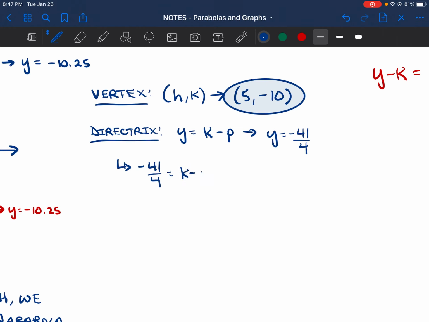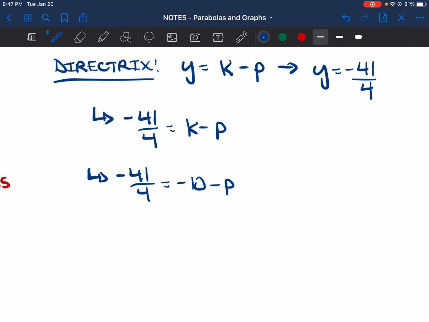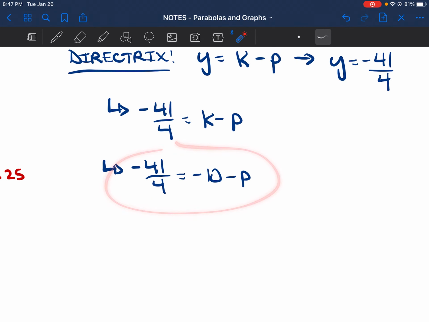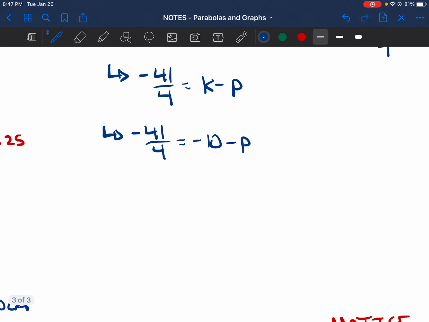-41/4 equals k minus p, but we already know that k is -10. So now we can substitute that in. -41/4 equals -10 minus p, and now we have a very simple equation here that can allow us to solve for p. So let's add 10 to both sides. -41/4 plus 10 is going to be -1/4. So -1/4 equals -p. Multiply both sides by -1, or divide both sides by -1, same thing. And you get that p is equal to 1/4.